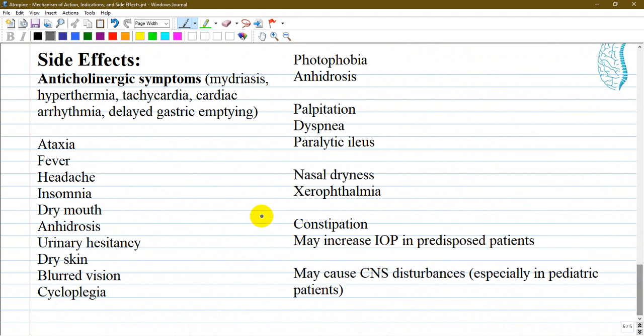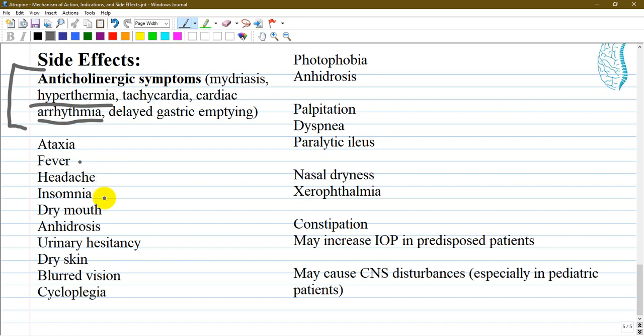What are the side effects of atropine? A lot, but the main ones are anticholinergic symptoms like mydriasis and hyperthermia. Hyperthermia because of inhibiting sweat gland secretion, which is a mechanism of losing temperature. Also tachycardia, cardiac arrhythmias from tachycardia as increased heart rate, and delayed gastric emptying.